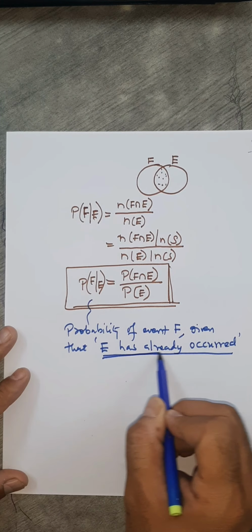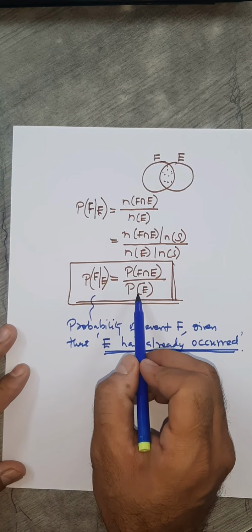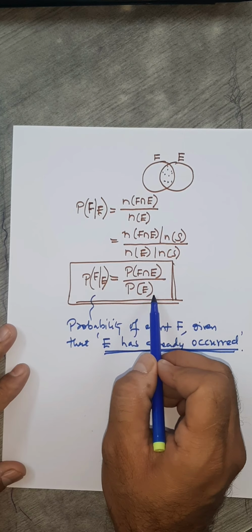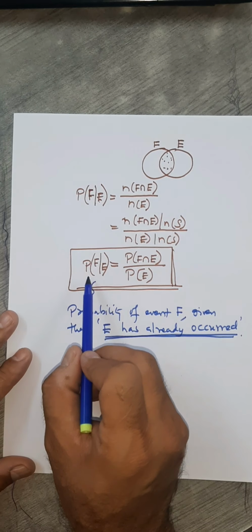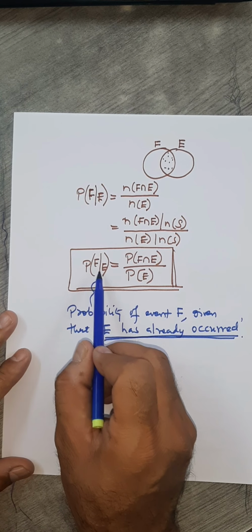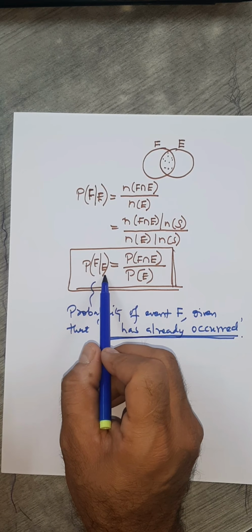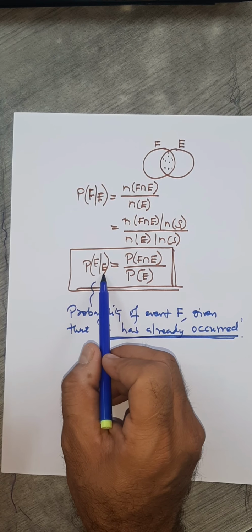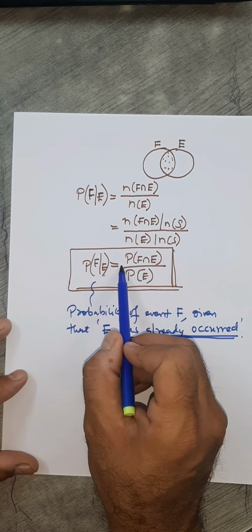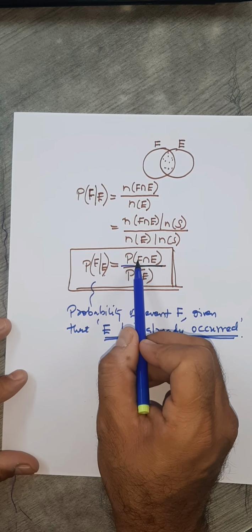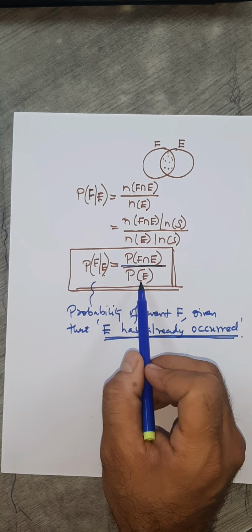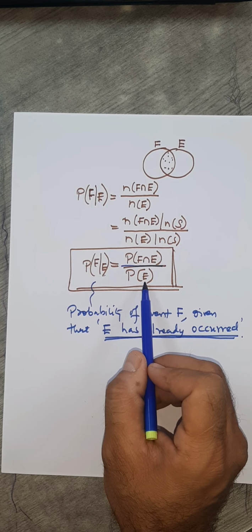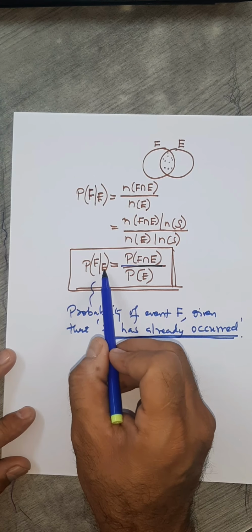So you are considering E as a sample space. So total number of outcomes in E, and in turn you have probability. This is read as probability of F under the influence of E. That means F depends upon E, remember. And how do we get this? By this formula, probability of intersection of these two upon the probability of this one. The only important thing is here, this becomes the sample space.